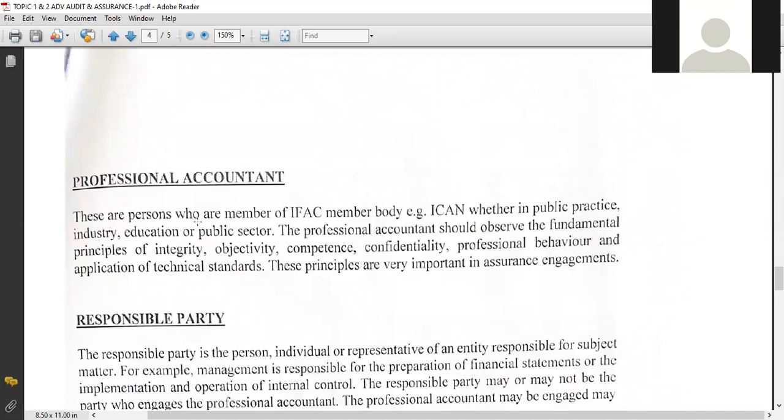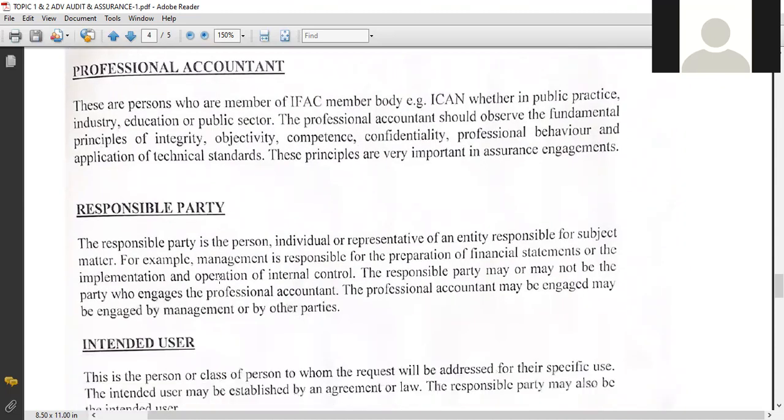These are persons who are members of IFAC, a member body, that is ICAN, whether in public practice or industry or education or public sector. You must be a chartered accountant. That's what that place is saying. Then who has a license to practice.